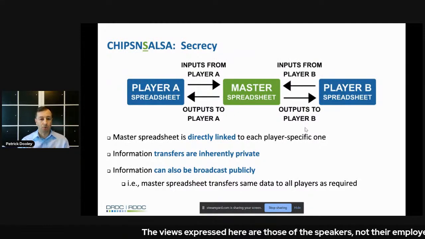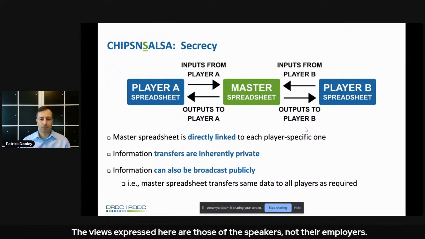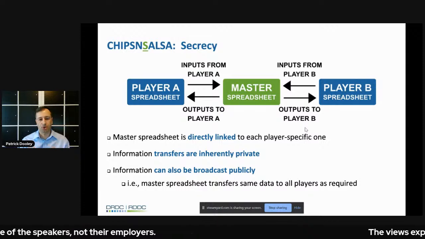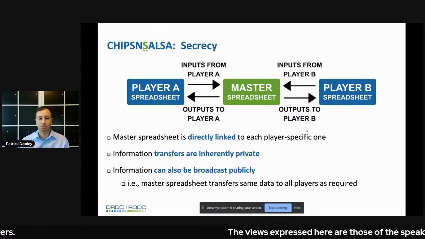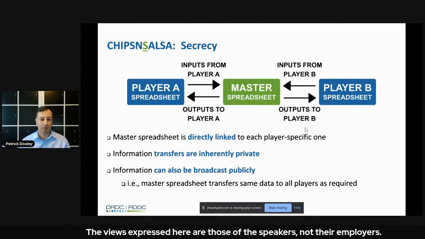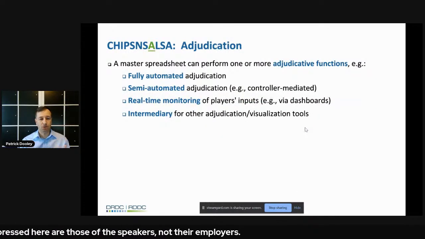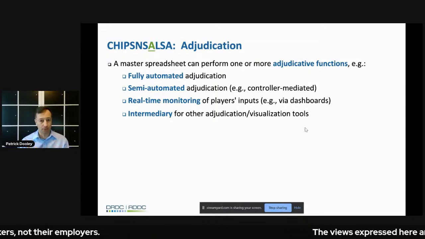Secrecy. So in our hub and spoke arrangement, the master spreadsheet is directly linked to each player's spreadsheet. So the information that we transfer back and forth is inherently private, but we can also still broadcast publicly, again, by posting the same information to all players at the same time, as required.